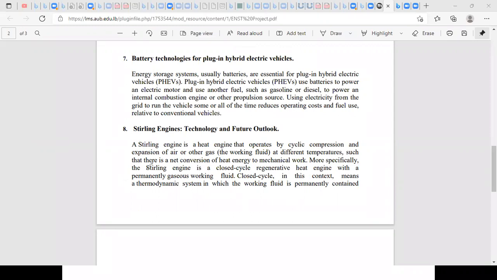So a Stirling engine is a heat engine that operates by cyclic compression and expansion of air or other gases at different temperatures. In this topic, you will go into detail with thermal cycles, and you will do an application of one of the main parts of this course, which is the study of thermal power plants, and you can see how we can improve their efficiencies.